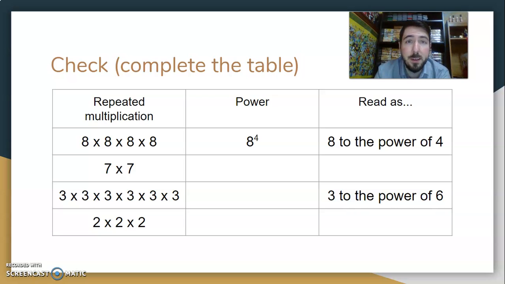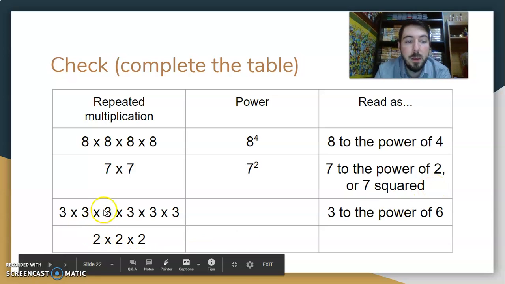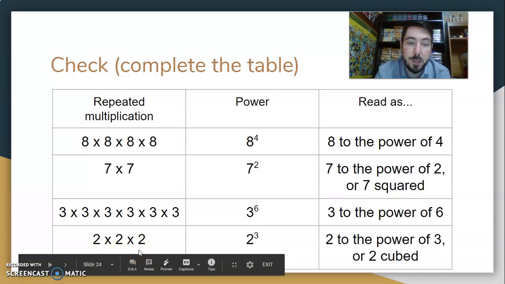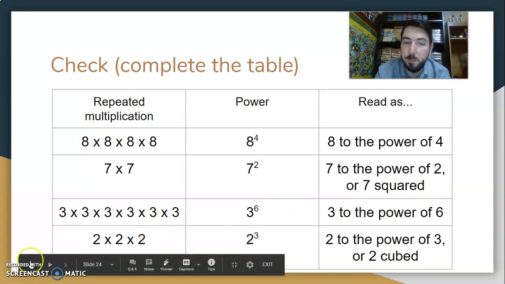7 times 7, there are 2 7's, so that would be 7 to the power of 2, or 7 squared, either way. 3 times 3 times 3 times 3 times 3 times 3. There are 6 of them there, so that is just 3 to the power of 6. And then the last one, there are 3 2's, so that is just 2 to the power of 3, or 2 cubed. And again, don't worry about the cubed right now or the squared. It's just some technical language that we're going to be using later, but don't worry about that too much right now.